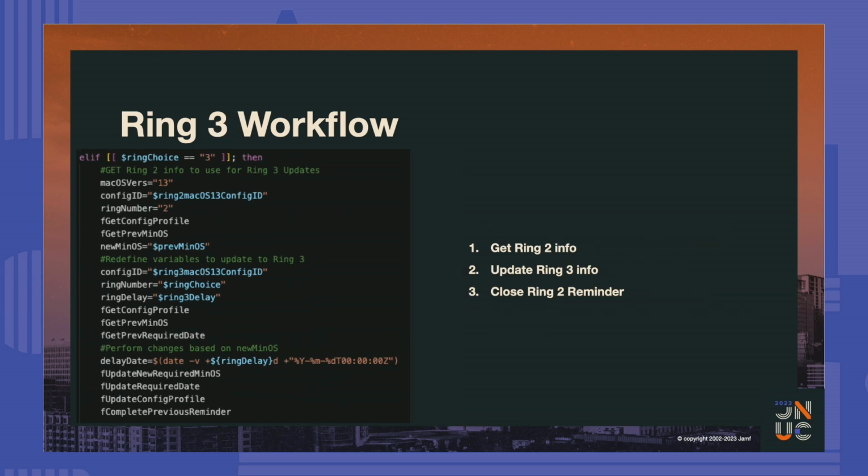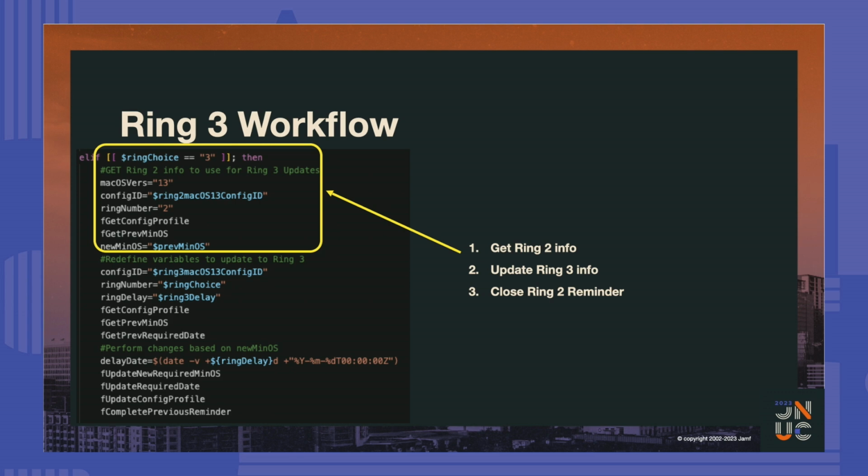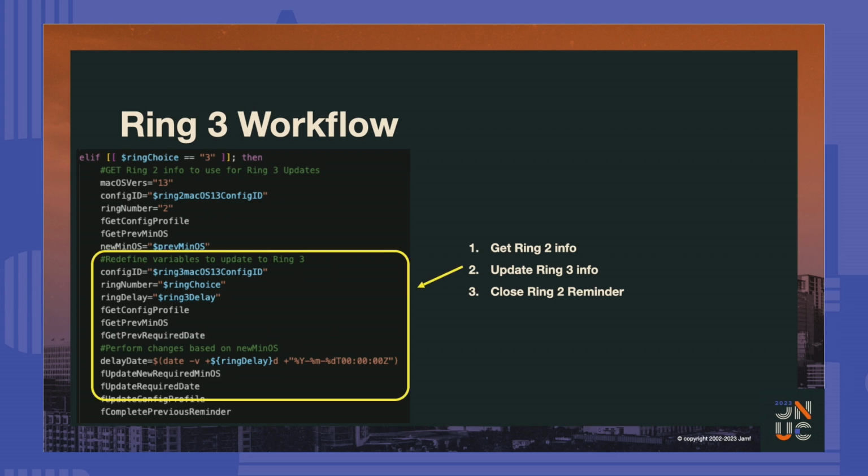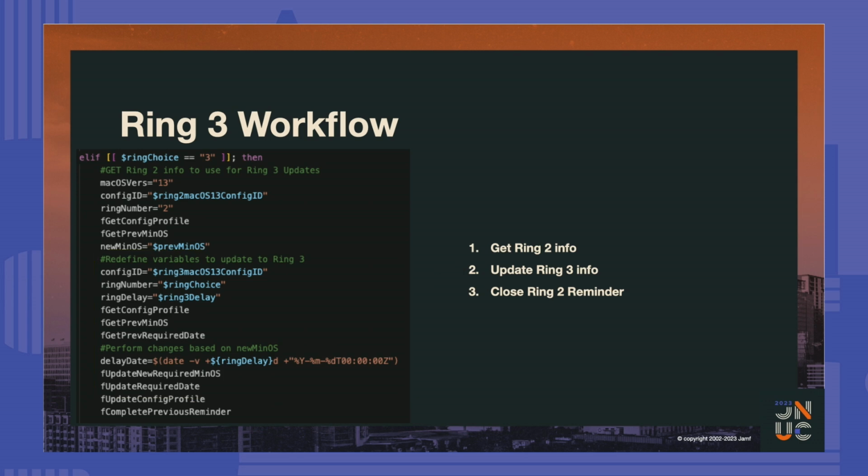And then ring 3, same process we did for ring 2. It's going to get the information based on ring 2. It's going to update all of the ring 3 information. And then as opposed to creating a new reminder and completing it, it just needs to complete it, so no creation of that new reminder.